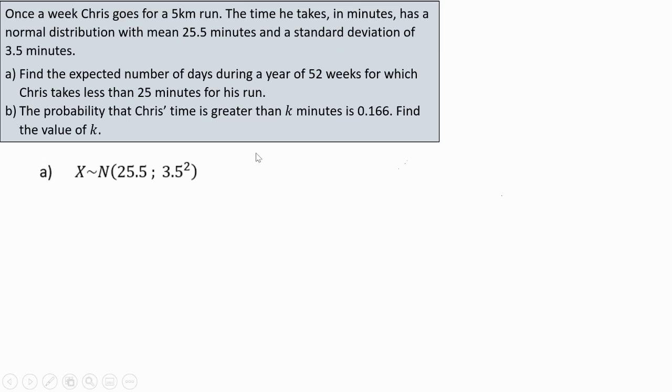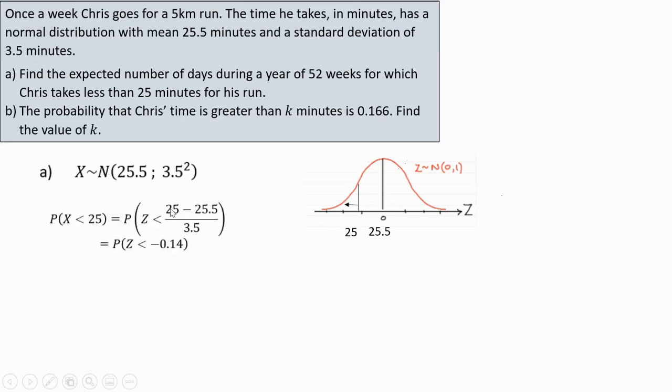You would have a look, and there's your mean and your standard deviation, or your variance. I always put up a normal distribution curve, and then I put what the mean is, and the mean is 25.5. We are looking for where Chris takes 25 minutes or less, so less than 25 minutes for his run. Now we want to find a z-score. We put these values in, and we get minus 0.14, which I'm going to put over there as 0.14. So now I can look in the table.